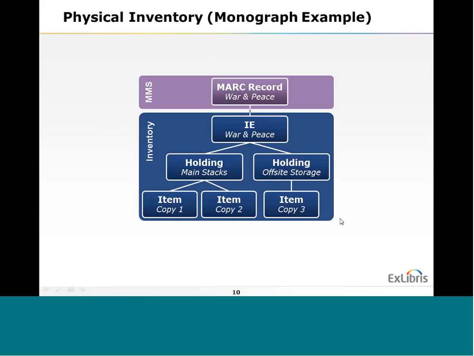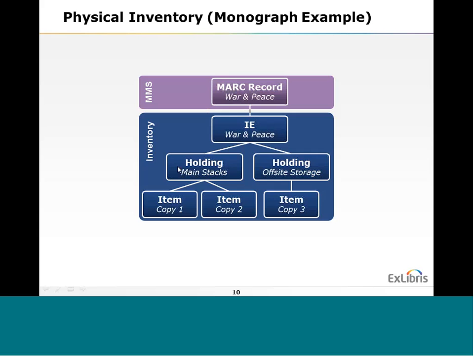So what we're going to do is look at each of these resource formats separately. For physical inventory, it consists of the bibliographic record. This could be MARC or Dublin Core, which links to an intellectual entity behind the scenes. Again, you won't see that intellectual entity. It'll just look like a MARC record pointing directly to a holdings record.